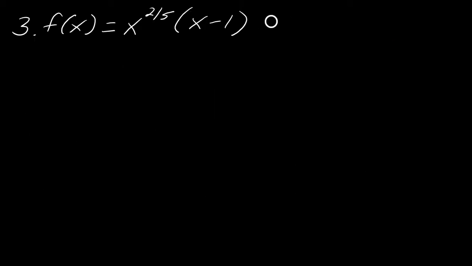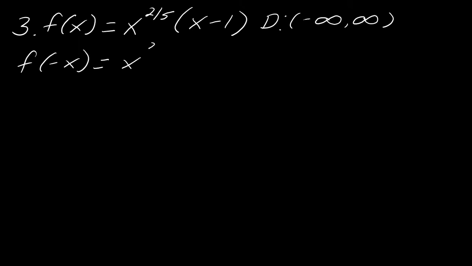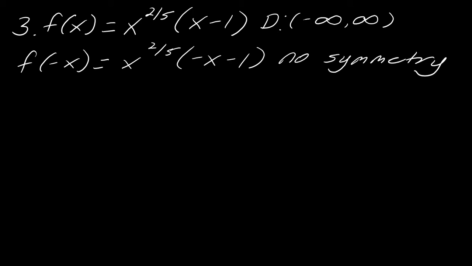So number 3, the first thing I always like to do with all my functions is just note what the domain is. In this case, I've got this 5th root, so actually this will be fine for all real numbers. So my domain goes from -infinity to infinity. And then I also just like to note in those cases if I have any symmetry. So if I plug -x into this, I would get x to the 2/5, and then this will give me -x minus 1. So there's going to be no symmetry. So it's going to be kind of a funky looking function is what I would anticipate.